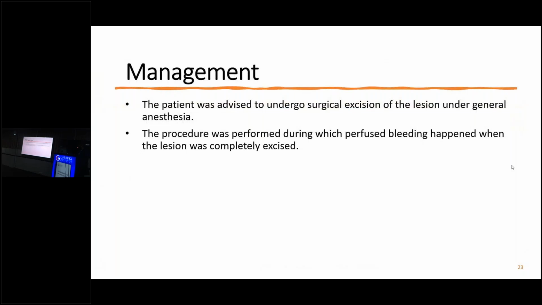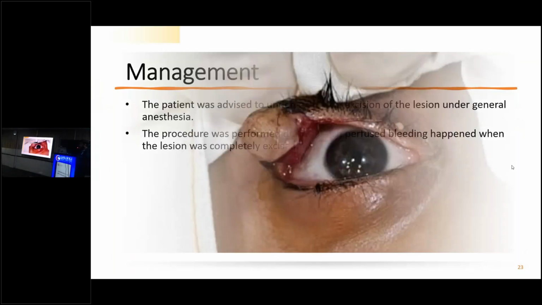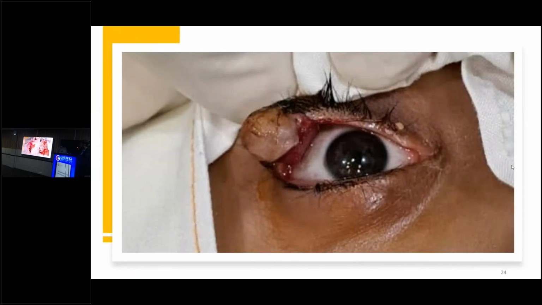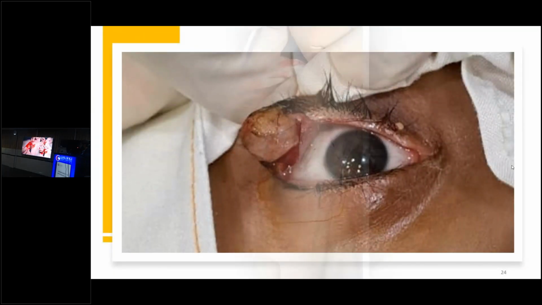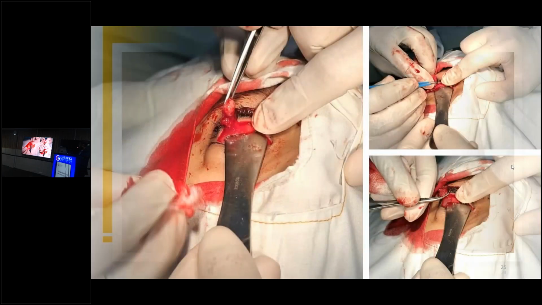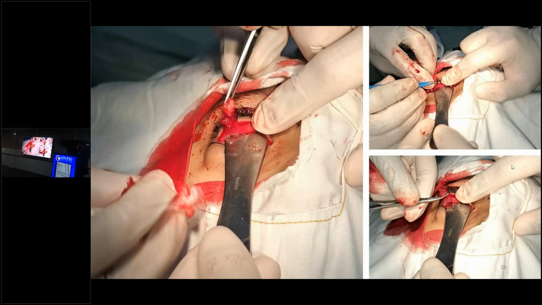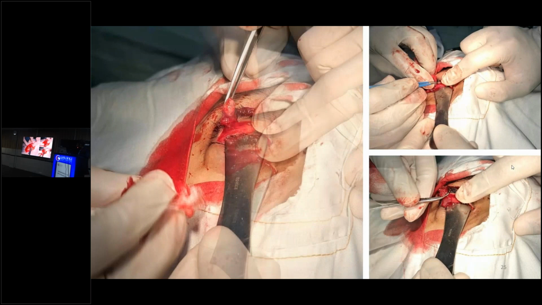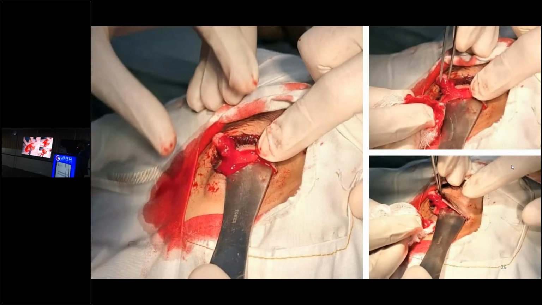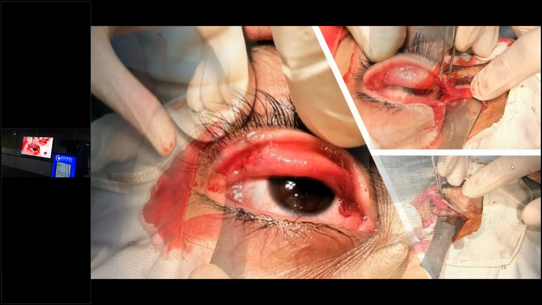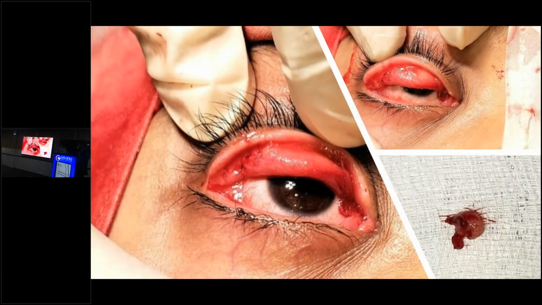The procedure was performed, during which profuse bleeding happened when the lesion was completely excised. Now we'll go through some of the per-op pictures of the patient. As you can see, the lesion was clamped, cauterized, and excised from the base by the surgeon. During the operation, profuse bleeding did happen, which was cauterized and later stitched. You can see the stitches on the upper lid of the patient from where the lesion was excised.